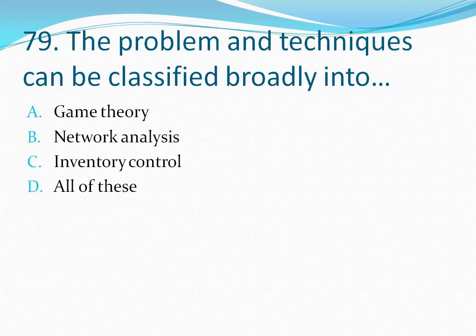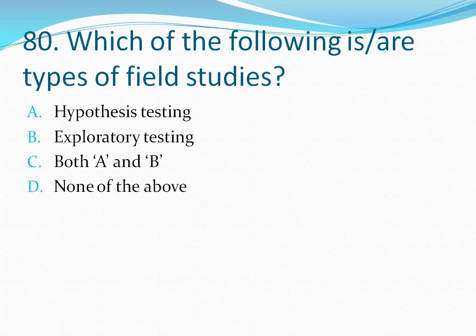Question number 79. The problem and techniques can be classified broadly into, your options are game theory, option B network analysis, option C inventory control, option D all of these. So the problem and techniques can be classified broadly into game theory, network analysis, and inventory control. So correct answer is option D, all of these. Let's move to the next question.